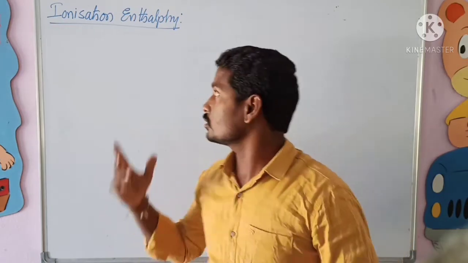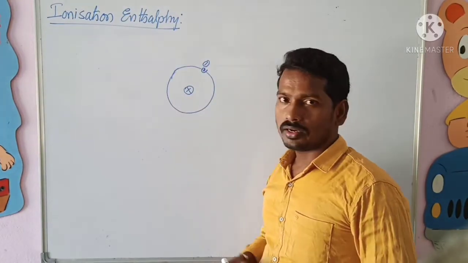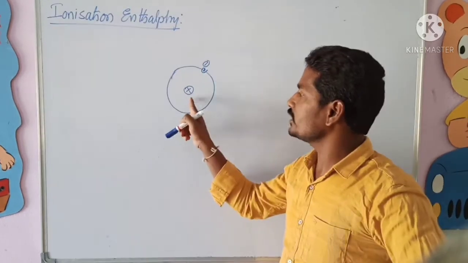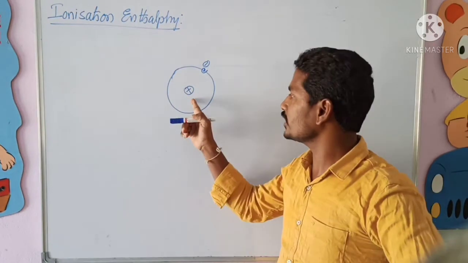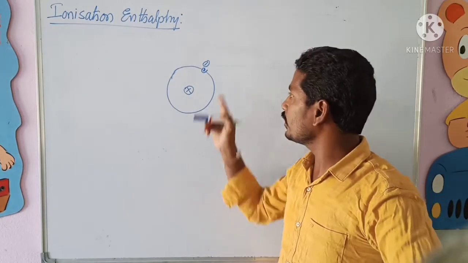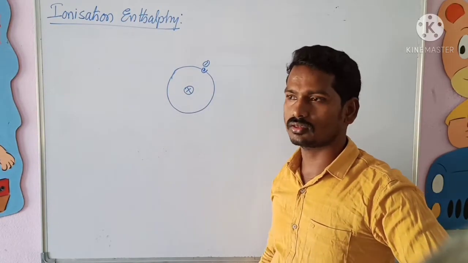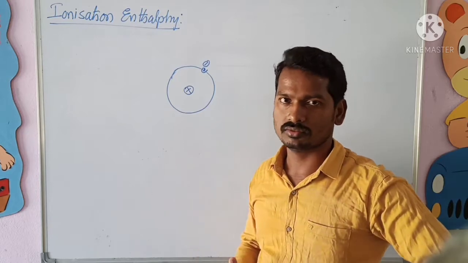To explain this concept, you can take a single atom. This is the atom. The center one is the nucleus, consisting of protons. It has a positive charge. And electrons revolve around this nucleus in fixed circular paths. This information we already discussed in our atomic structure.